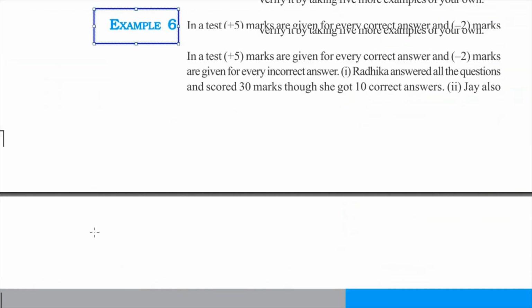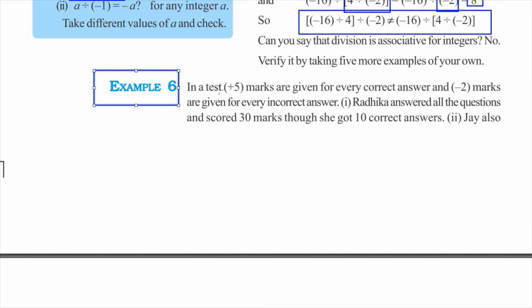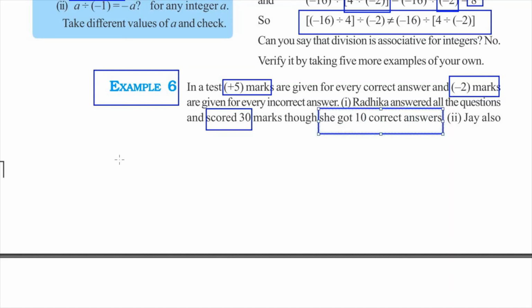Example 6, let us look at the question. In a test, plus 5 marks are given to every correct answer and minus 2 marks are given to every incorrect answer. Radhika answered all the questions and scored 30 marks, though she got 10 correct answers. Okay, so here we have the data.